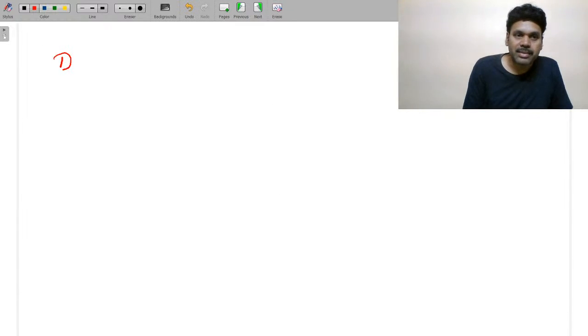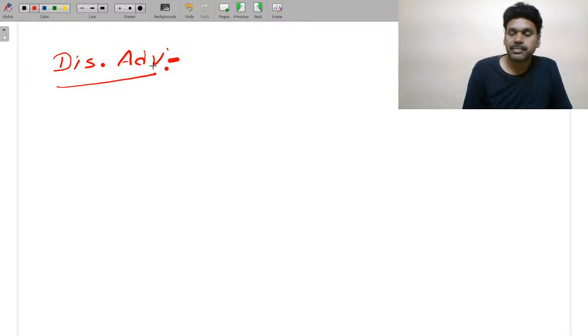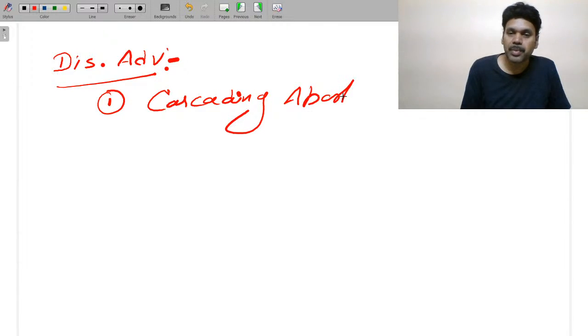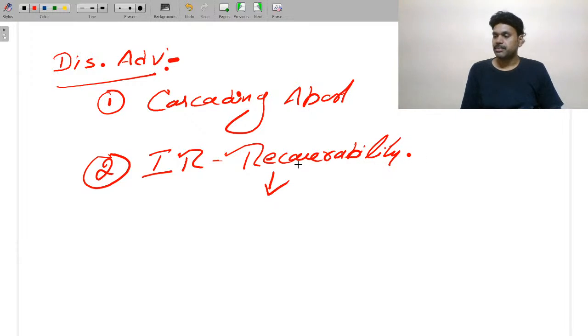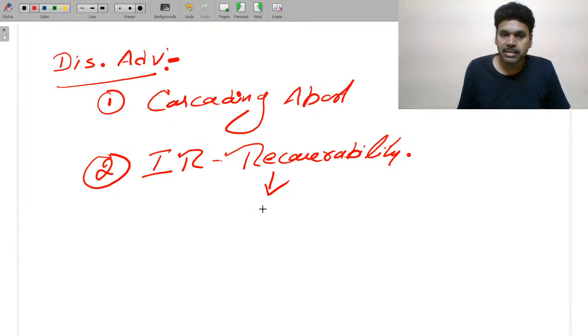So what are the drawbacks? Disadvantages. We understand it is going to give you cascading aborts. This is point 1. Then there may be a chance of irrecoverability. Why? Please observe carefully. This is also a very, very important point.